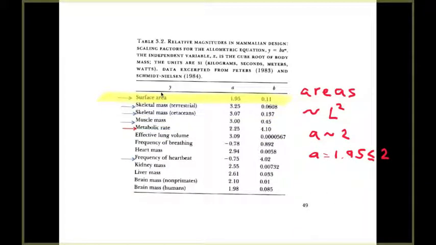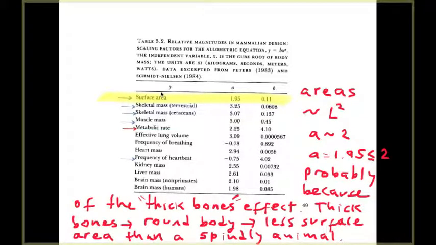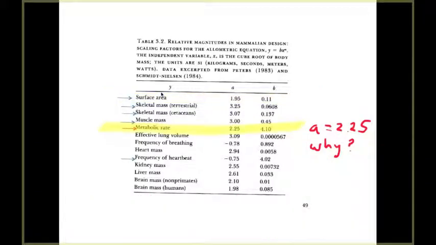Surface area in these mammals grows pretty close to 2, because it's an area, and we said that area scales like the second power of any linear dimension. So the coefficient you're expecting here is 2. It is a little smaller than 2 when you actually make the measurements in animals. That probably has to do with the fact that bigger animals have thicker bones, and thicker bones end up resulting in a rounder body shape, and round things have less surface area than spiky things, right? That probably explains why this is not 2, but a little bit less than 2.